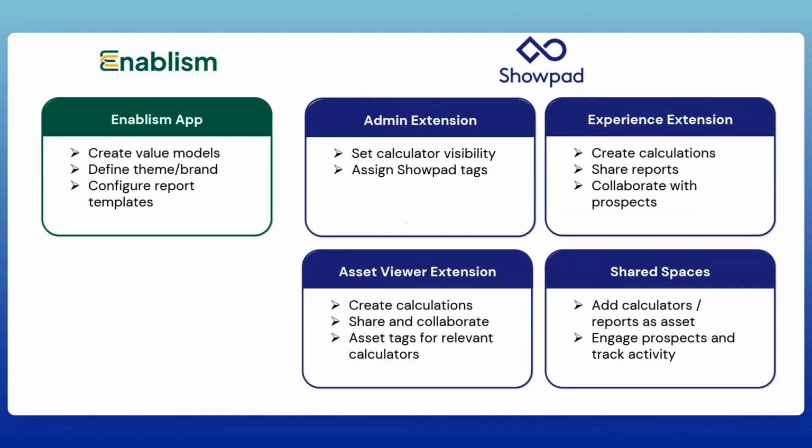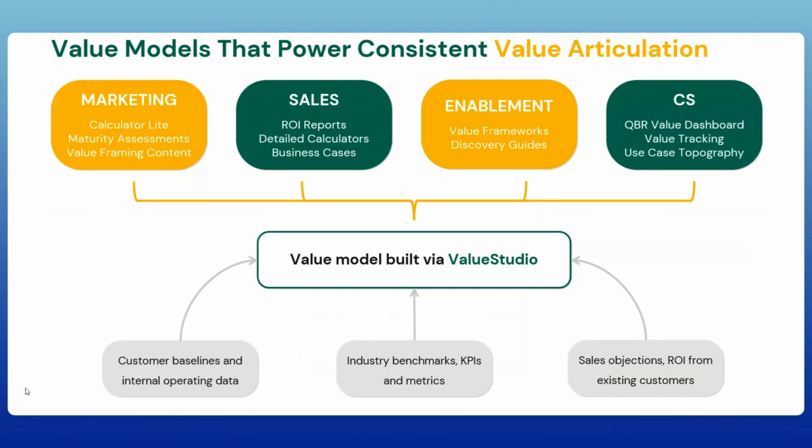This brings us to today's demonstration of how Enablism and Showpad work in tandem. Within Enablism, you can create value models and define themes, branding, and report templates. Showpad offers 4 integration points: an admin extension for governance, an experience extension for live selling, an asset viewer extension for contextual access to calculators, and shared spaces for buyer collaboration. Let's explore how all of this functions together.